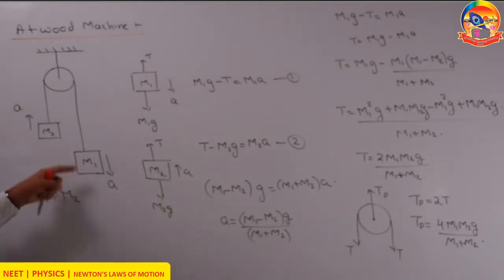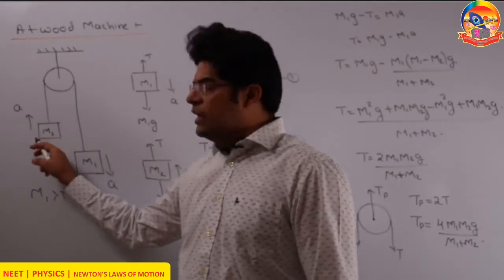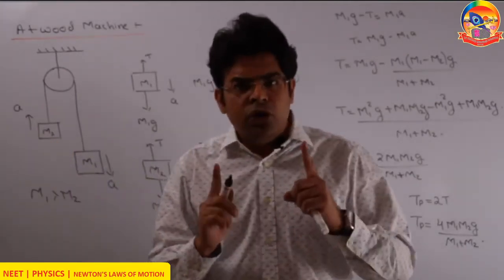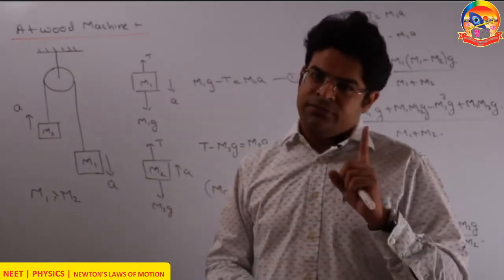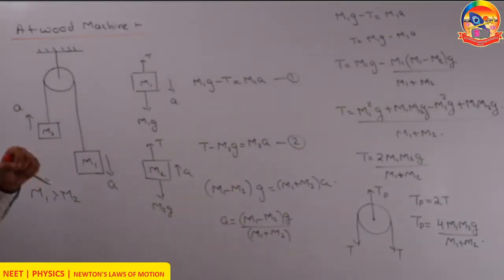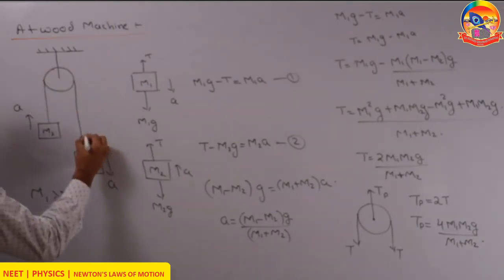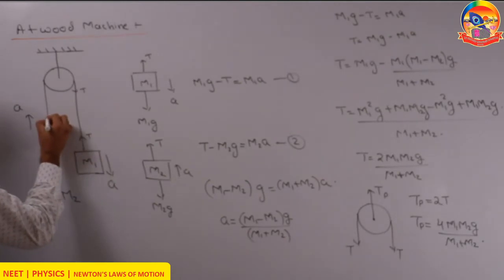Do both of them have the same acceleration? No. Acceleration is a vector quantity. One of them has acceleration downward A, another one has upward A. Do both of them have the same magnitude of acceleration? Yes. Now the question is how to find this magnitude of acceleration. So now let's say the string connected here has a tension T everywhere.